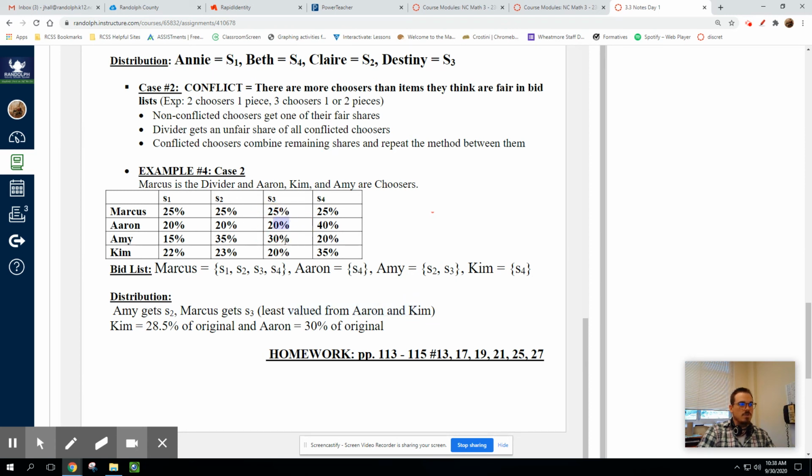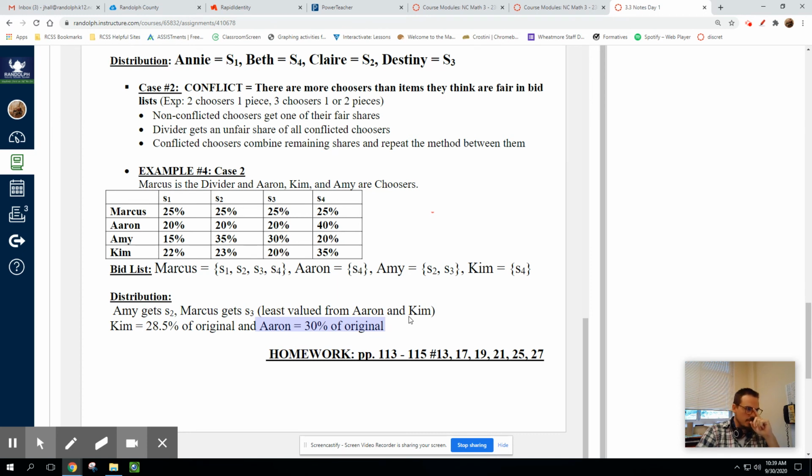Aaron values S3 at 20. Kim values S3 at 20. So nobody really cares that Marcus gets it besides Marcus. Maybe Amy liked it, but Marcus gets it because the two people who have the conflict, they don't want that at all. So Kim is going to have 28.5% of the original, and Aaron is going to have 30% of the original.